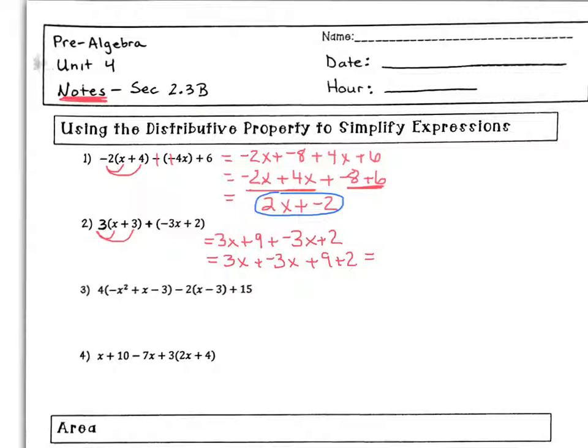And we'll add the like terms. A 3x plus a -3x, that's nothing, it's gone. 9 plus 2 is 11. And so our final answer this time is 11.